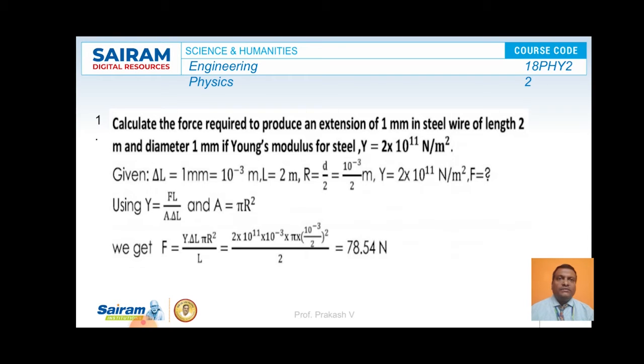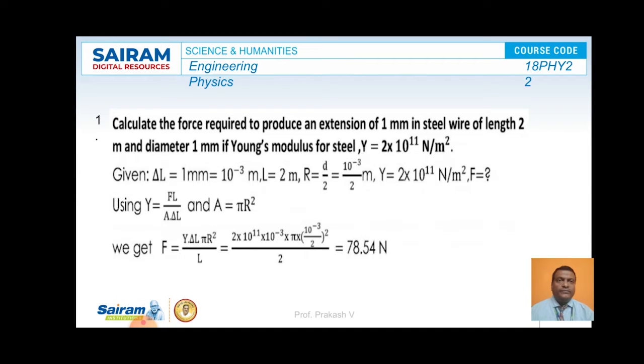So here the given data is delta L, that is the extension produced in the wire, equal to 1 mm, that's equal to 10 to the power of minus 3 meter, and the total length of the wire, L, is equal to 2 meter, and the radius of the wire, capital R, is equal to D by 2, where D is the diameter of the wire, that is 1 mm or 10 to the power of minus 3. That divided by 2 gives you the radius, and Young's modulus Y is equal to 2 into 10 to the power of 11 Newton per meter square.